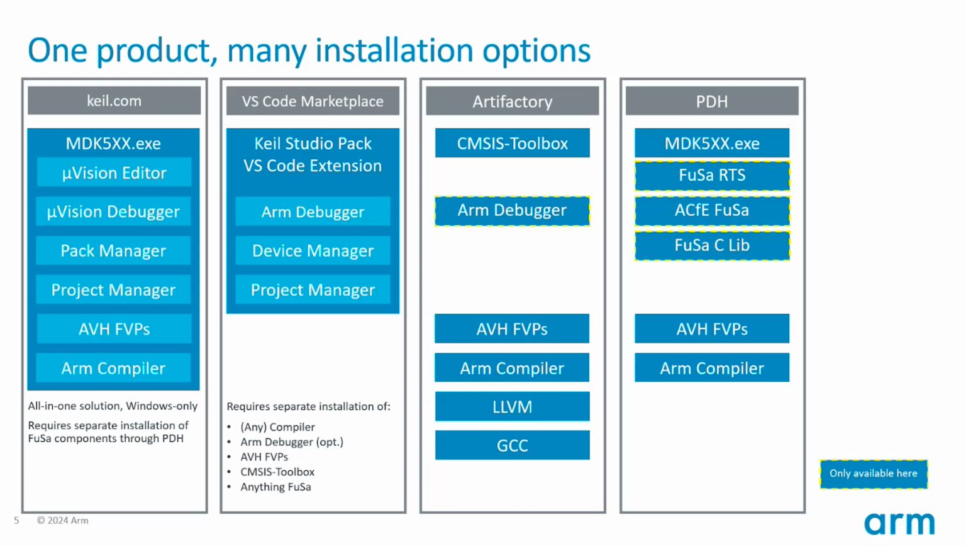And all these tools are available on the Artifactory. You can download them from there. And we still have the PDH, the product download hub, but this is where you get the FUSA stuff. And we are currently considering moving the functional safety tools also to the Artifactory to make it available more easily.